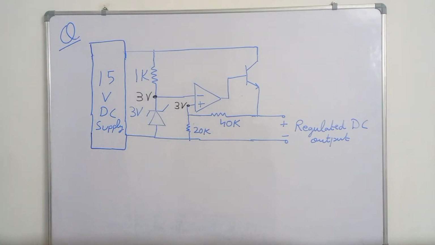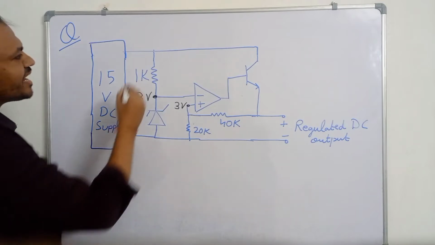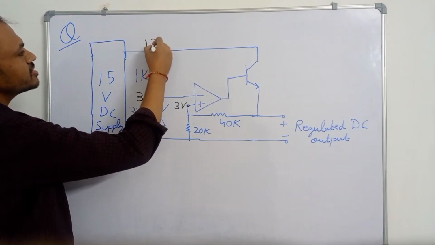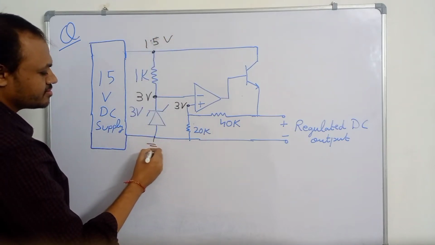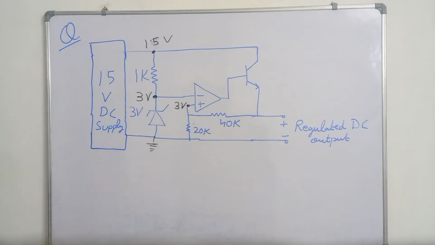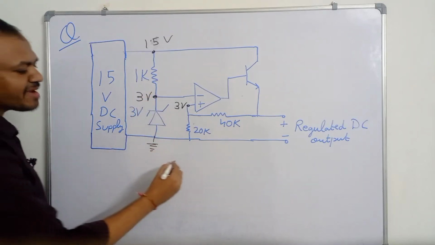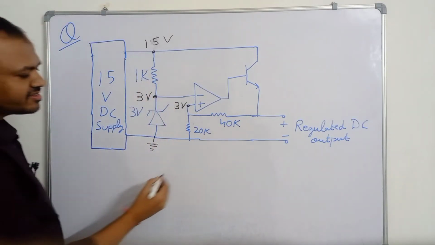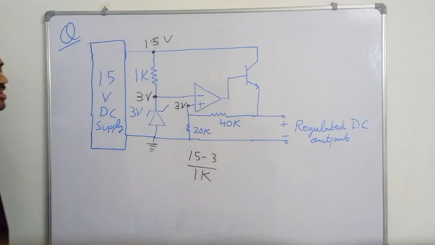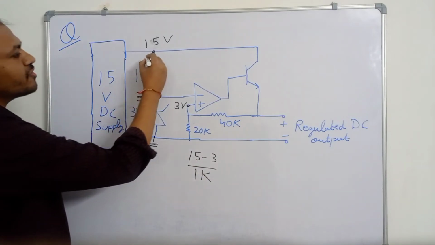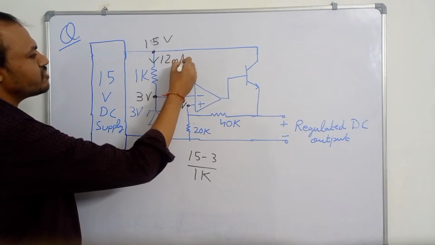This voltage is also 3 volt, and this is a 15 volt DC supply. So this voltage is 15 volt, and this is ground. So the voltage will be 15 volt from this point to this point. The current through this 1k resistor will be equal to 15 minus 3 upon 1k, which is equal to 12 milliampere. So this current is 12 milliampere.